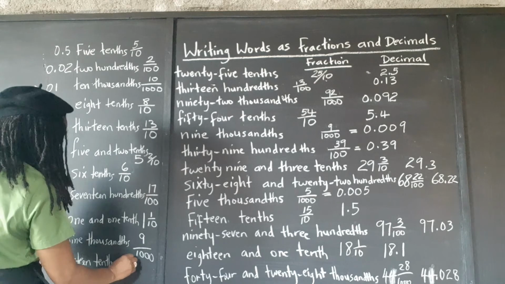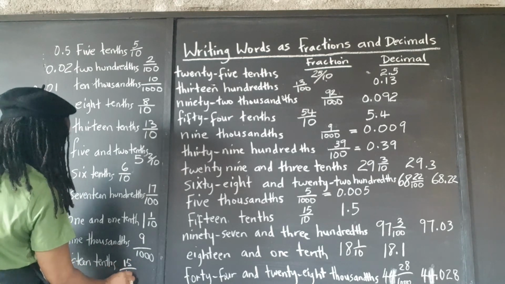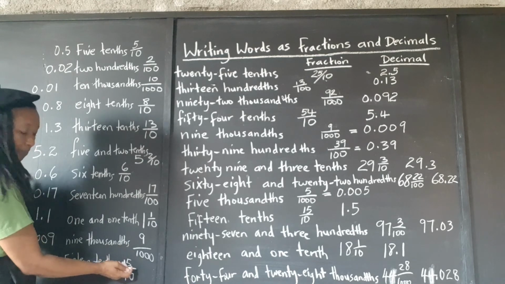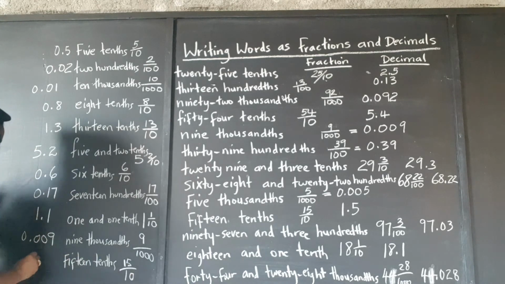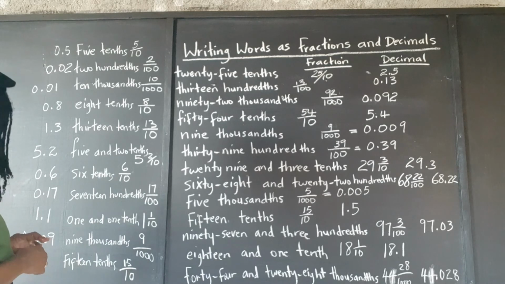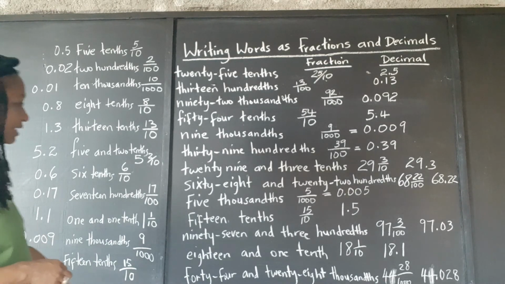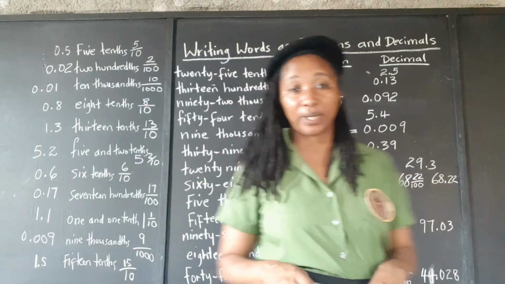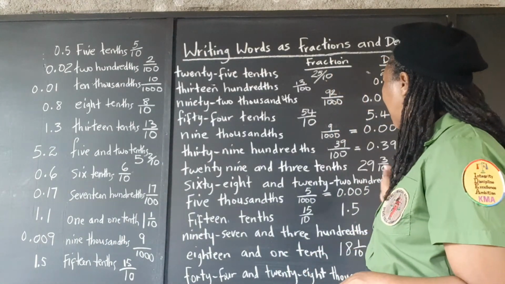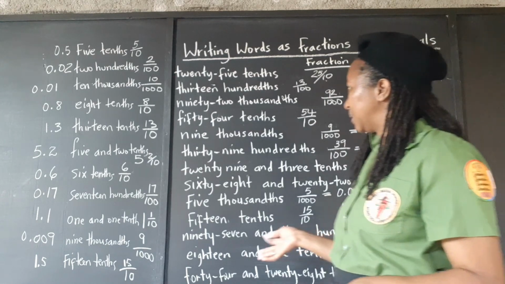15 tenths. Moving one place to the left, it takes us in between the 1 and the 5. So 15 tenths is the same as 1.5 or 1 and 5 tenths. Right? 15 tenths, 1 and 5 tenths. So that's how we do it. Writing phrases as fractions and decimals.